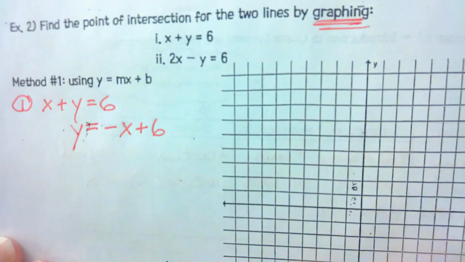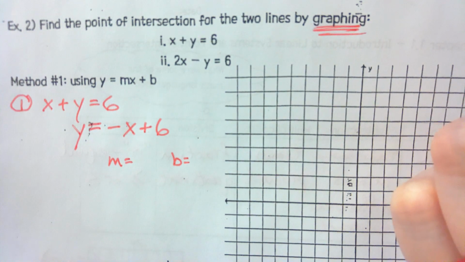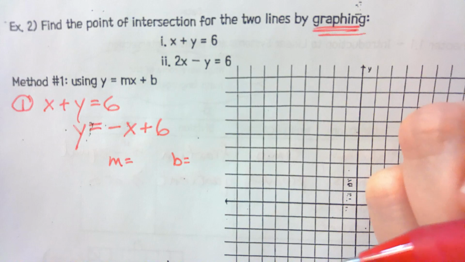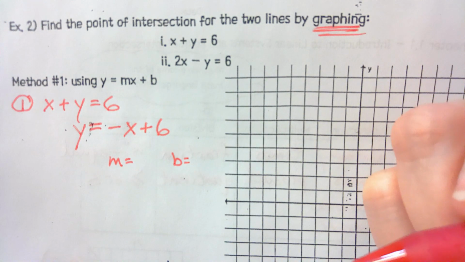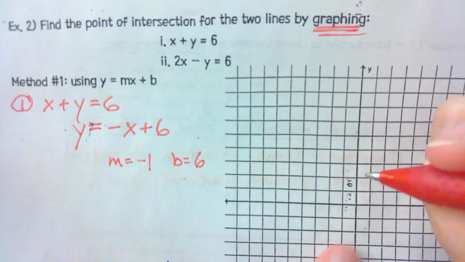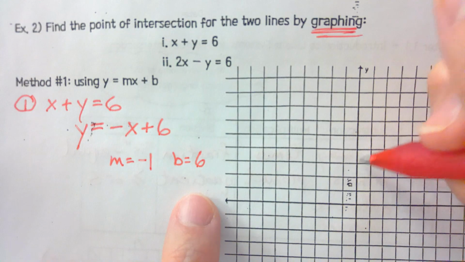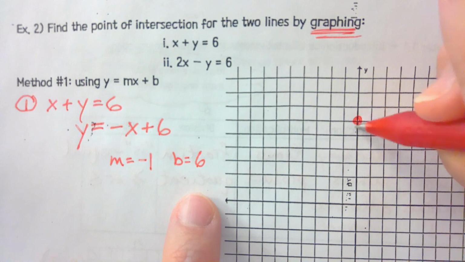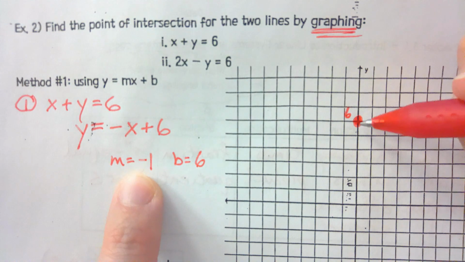Perfect. So what's my m and what's my b? My slope is negative 1. That's right. Negative 1. And my b is 6. So when I graph this, 1, 2, 3, 4, 5, 6. I have my y-intercept at 6 right here. And my slope is negative 1.